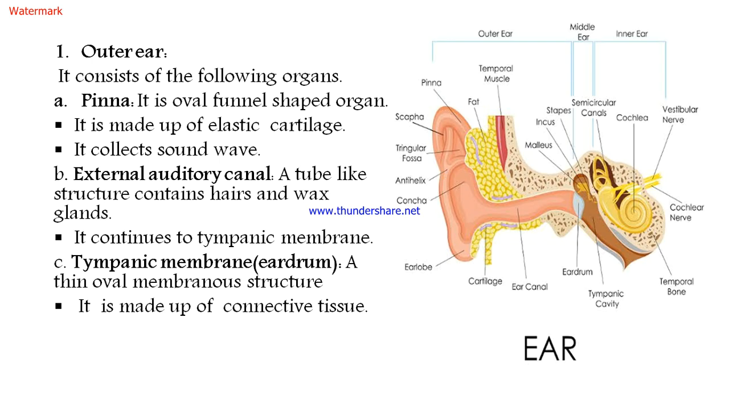Next, the external auditory canal. The second one is the external auditory canal, a tube-like structure that contains hairs and wax glands. The hairs absorb the sound waves, and the wax has antibacterial activity.